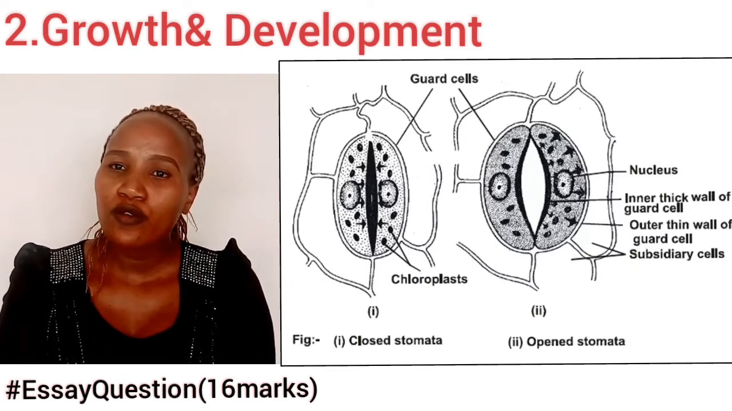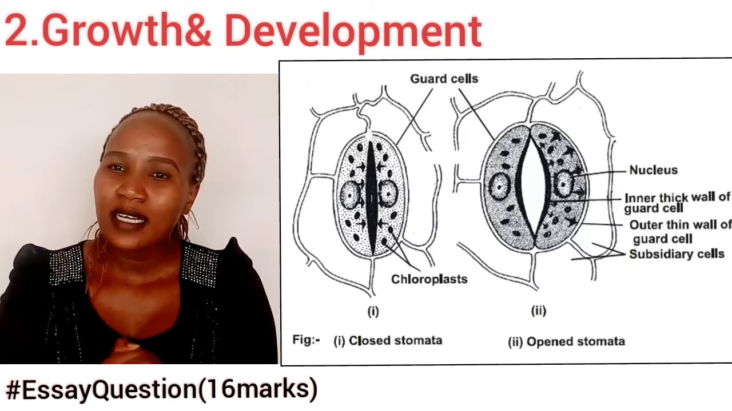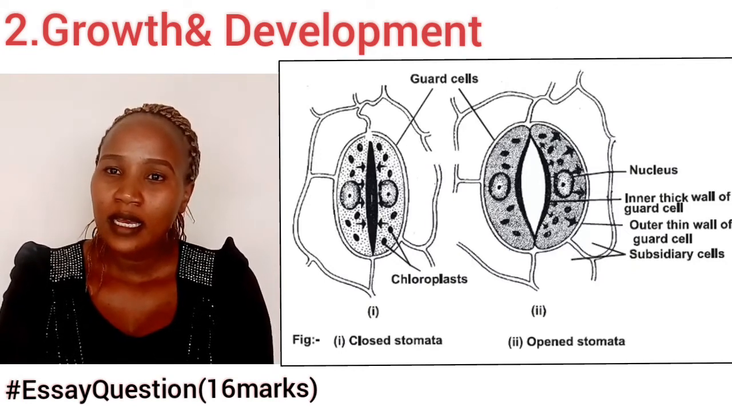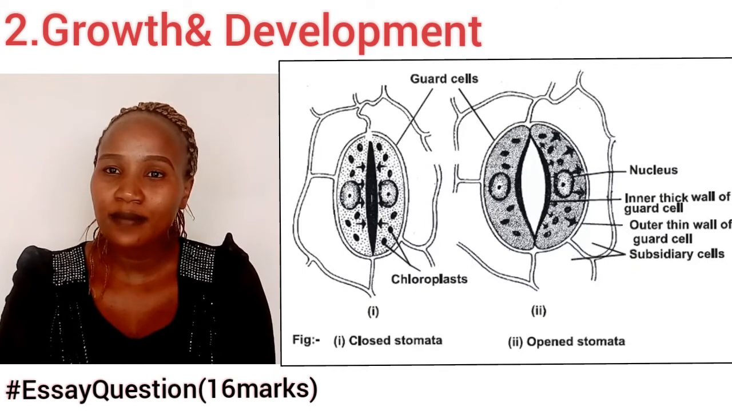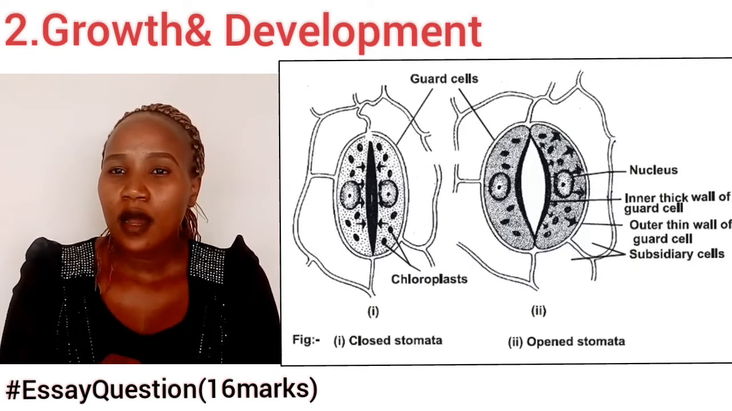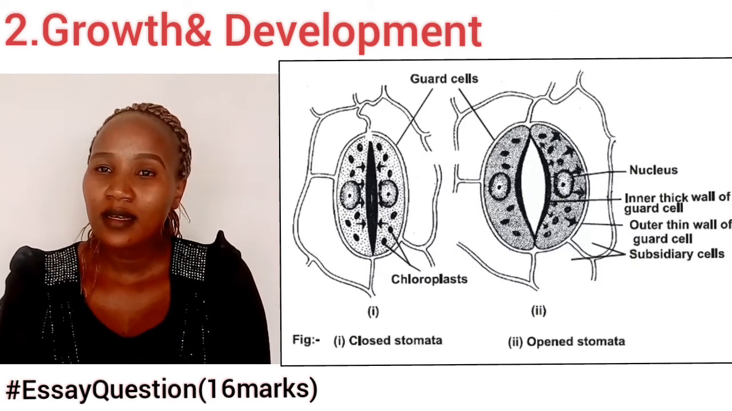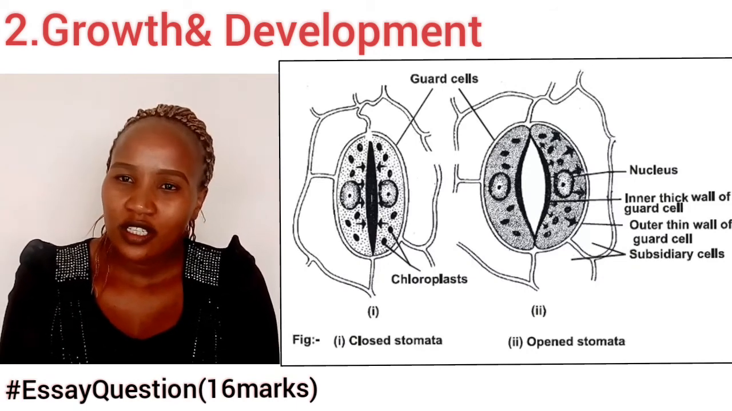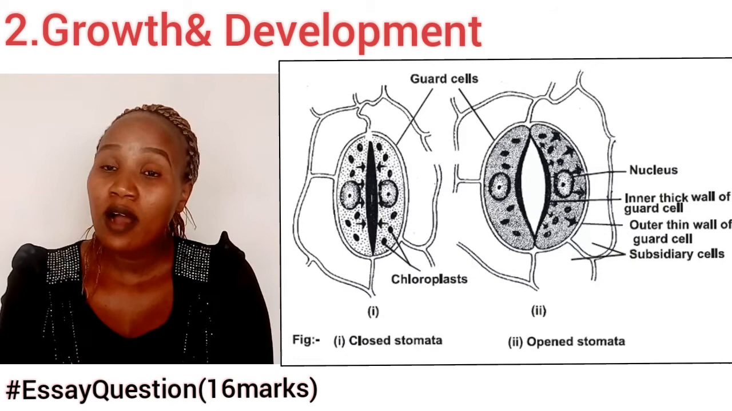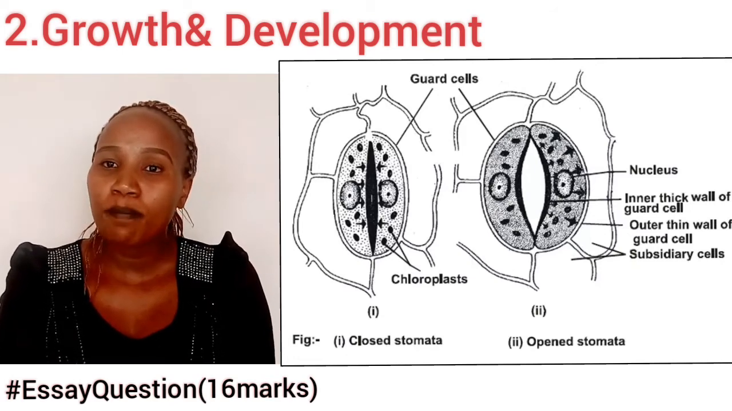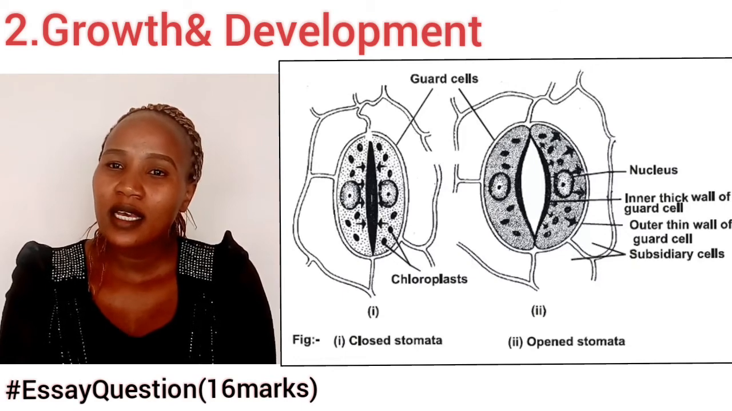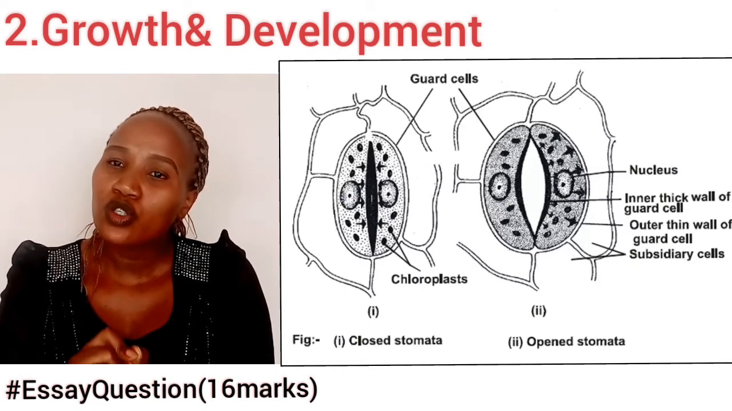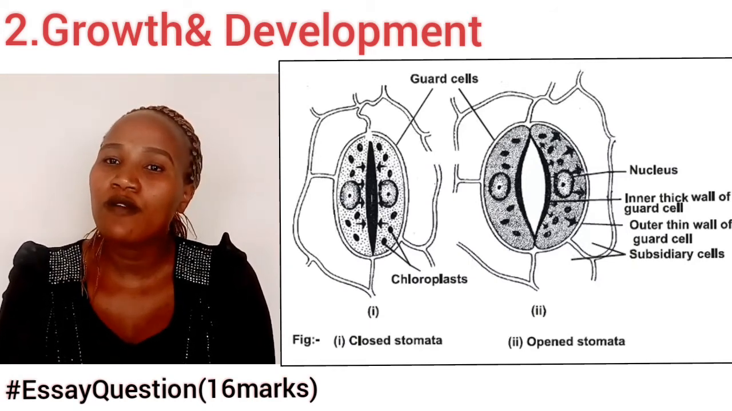Okay, so when you talk of changing shape, form, and complexity, in the case that we are discussing of a guard cell, the inner wall of the guard cell becomes thick and the outer wall is thin, and due to these changes, it makes the guard cell have a different shape, the shape of a bean, so that this guard cell is able to perform a specialized function of controlling the opening and the closing of the stomata.